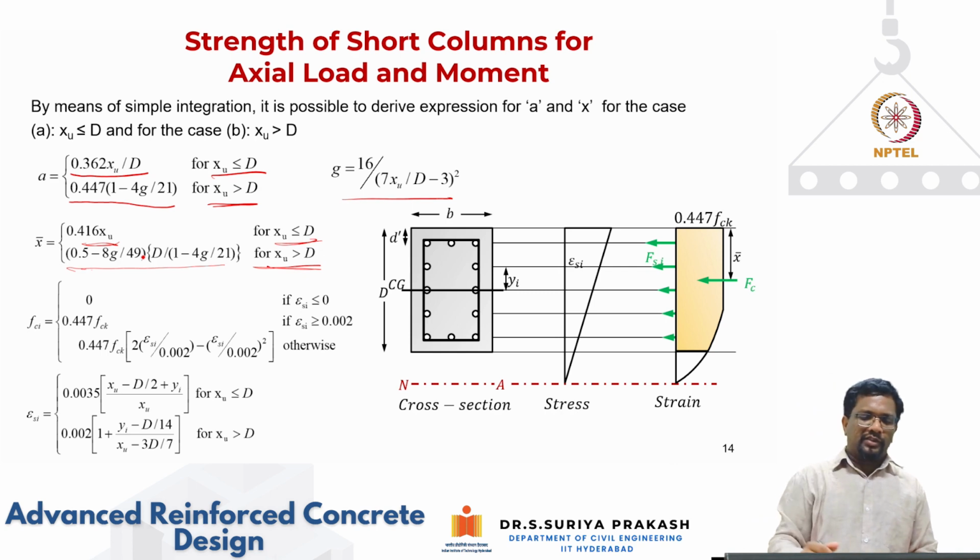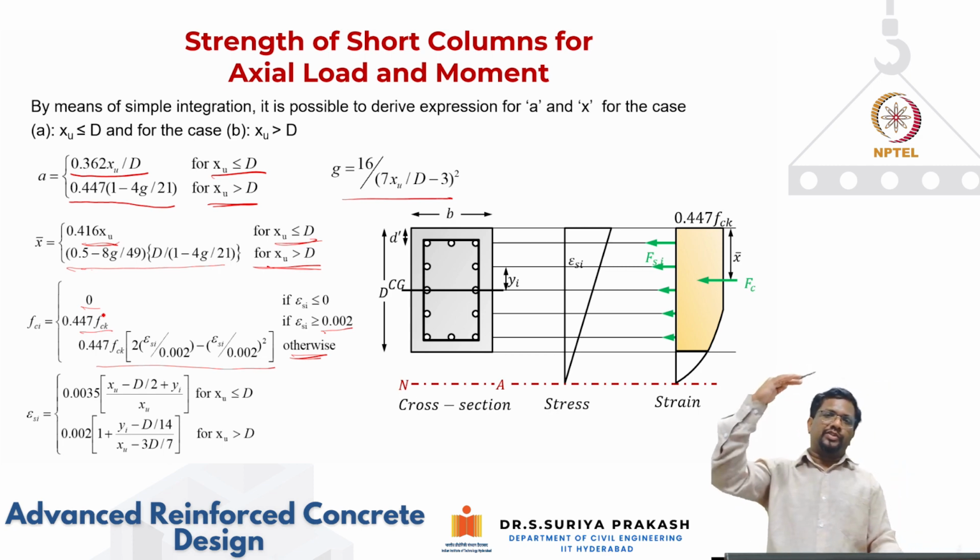Now, what are the stresses in each layer of concrete? And the strain is there. So if you see here, if the strain becomes negative, then the stress in concrete is taken as 0. If it is less than 0.002, you take that as a positive value from your parabolic model. And if it is more than 0.002, you keep it as a constant value of 0.447 FCK.